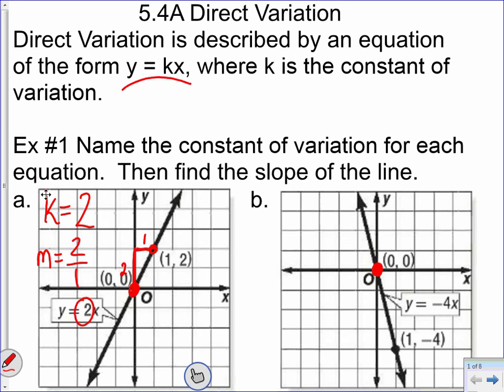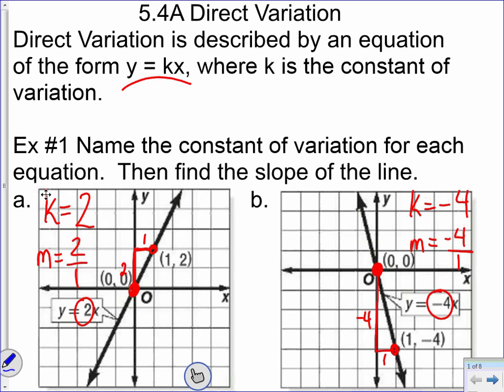Let's see about in the other one over here. So k is the number in front of x, so it's -4. Now if I do rise over run, I'm going to go down 4 and over 1. So my slope is -4 over 1. And again, the slope and the constant of variation match. So please note that slope and the constant of variation are the same.